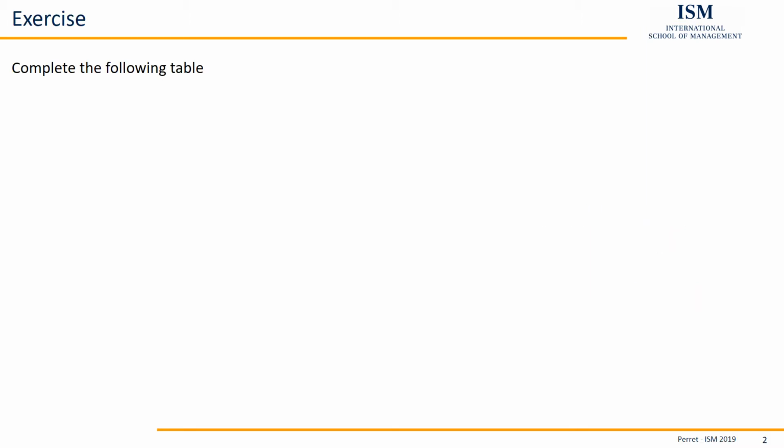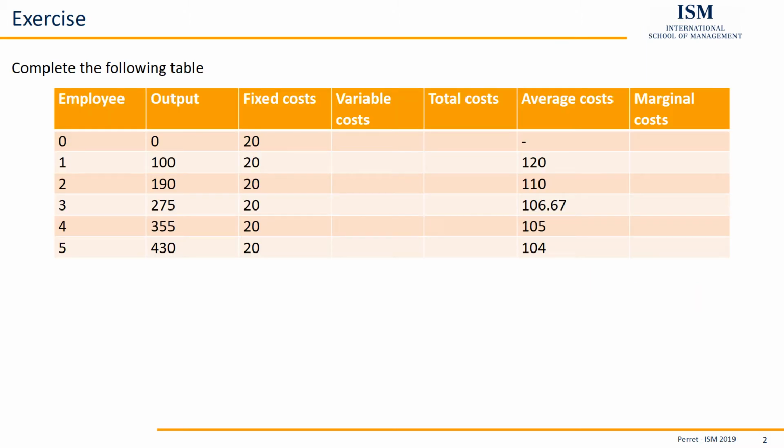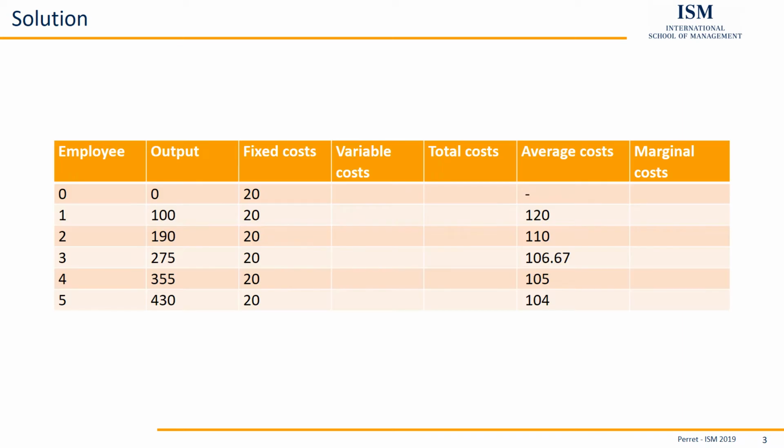Here we have just the following table and we need to fill in the missing columns. Well, for this I will just copy this table to the solution slide. Then we can start with the total cost. Why with the total cost? Well, we have the average costs and we have the outputs, and we know the average costs result by dividing the total costs by the output. So what we can just do is multiply the average cost with the output and we get the total costs.